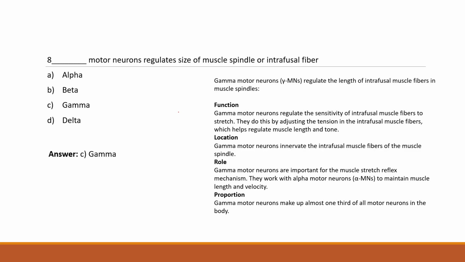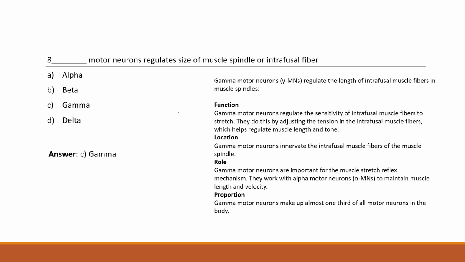The main function of your gamma motor neurons is to regulate the sensitivity of your muscle fibers to stretch. You know, when you move your muscles, or even with normal body movement, the muscles start moving, they contract and then they relax. At that time they stretch and then they go back. So gamma motor neurons help in its ability to stretch and relax properly. It is sensitive to that, particularly in the intrafusal muscle fibers only.